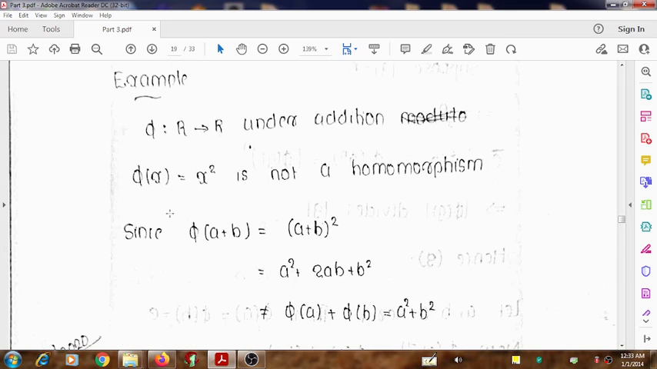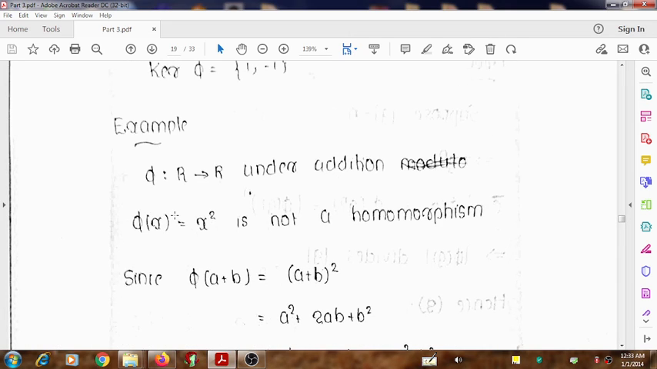Next example. We have seen many examples of homomorphisms defined from one group to another group, but the example we are going to see now is a non-example. That means it gives us a function defined from one group to another group, but it is not a homomorphism.